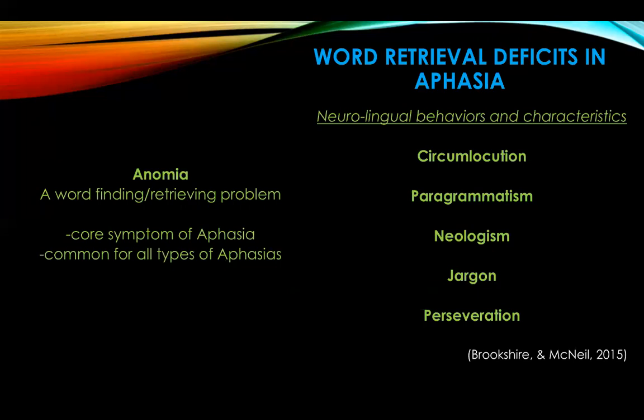more grammatical features than needed; neologism, which is when an aphasic uses a made-up word because true words are lost; jargon, which is when a fluent aphasic uses a string of made-up words; and perseveration, which is when a correctly produced word is repeated after it is no longer relevant.